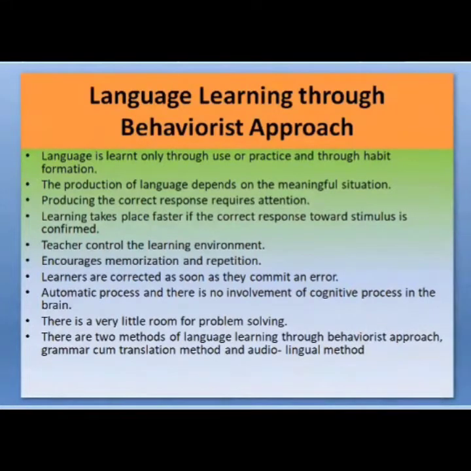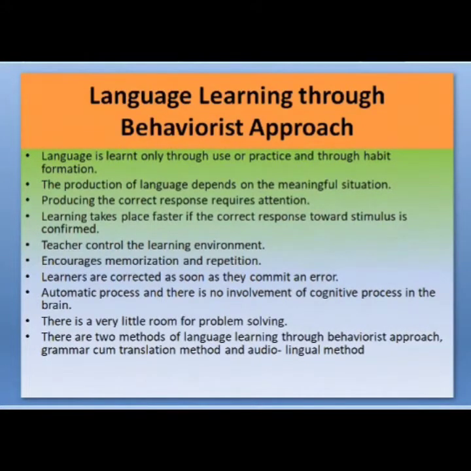And in the behaviorist approach to learning, the teacher controls the learning environment thoroughly. Teacher is all in all and encourages memorization and repetition. The students learn through memorization and repetition. The learners are corrected as soon as they commit an error. There will be immediate feedback to the students. Their errors will be corrected immediately. It is an automatic process, and there is no involvement of cognitive process in the brain. It works automatically, and there is very little room for problem solving for the students.